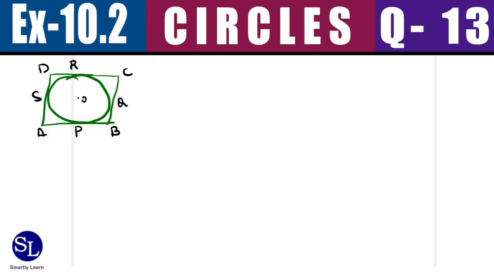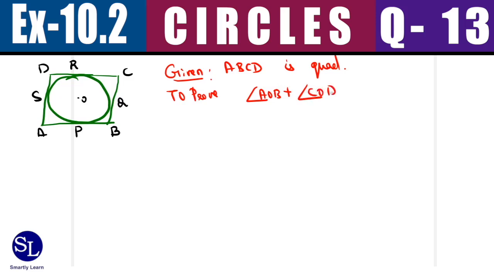Okay, now let's list out what is given and then we will draw the necessary constructions. So given ABCD is a quadrilateral. Next, we need to prove that angle AOB plus angle COD is equal to 180 degrees and angle BOC plus angle AOD is also equal to 180 degrees. So first let's join these particular points. So OB, OC, OD, OA, I'm just marking all of them and joining them.